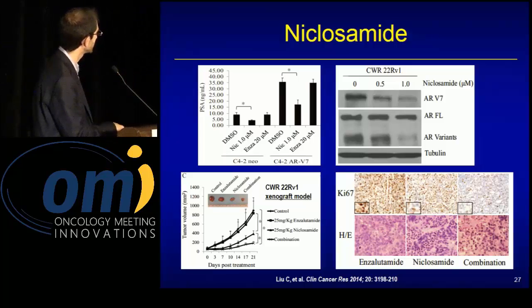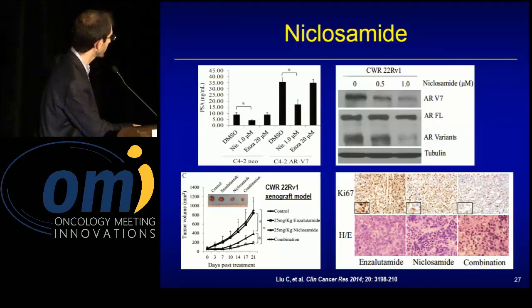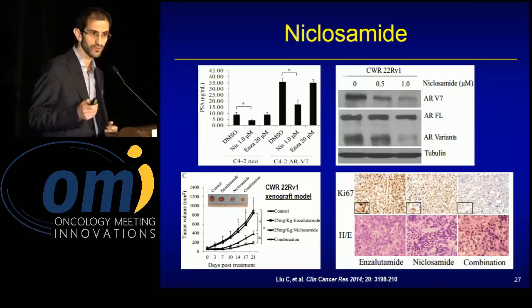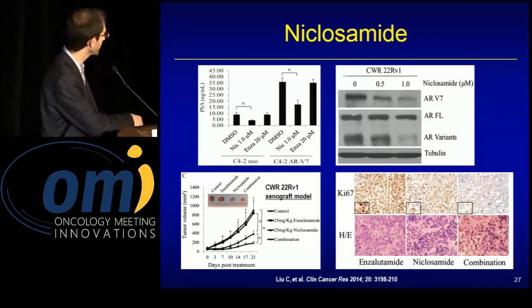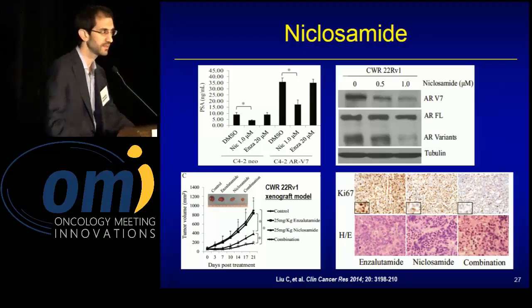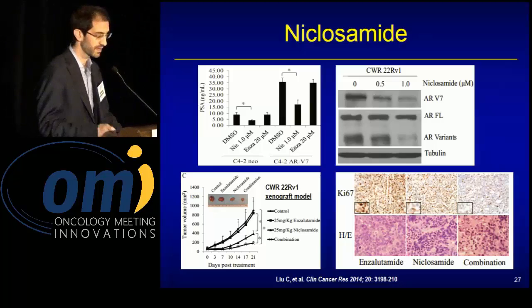And in this 22RV1 xenograft model, they showed that enzalutamide had no effect. We already knew that. Niclosamide caused tumor restriction, but the combination of niclosamide plus enzalutamide was the most effective. And we've talked a lot about Ki-67 at this meeting, but the Ki-67 with just enzalutamide alone in this animal model was basically very high, didn't do anything. Niclosamide caused a reduction, and the combination caused a further reduction.